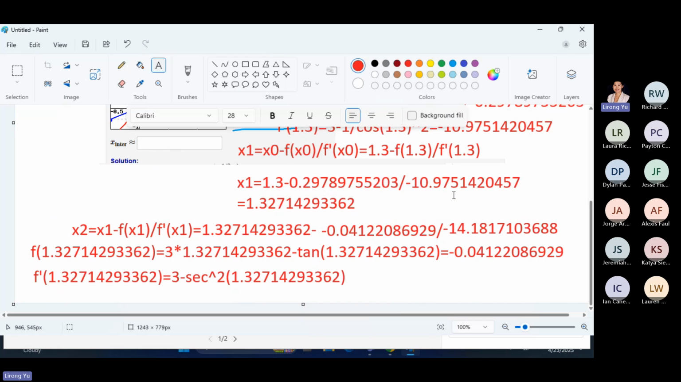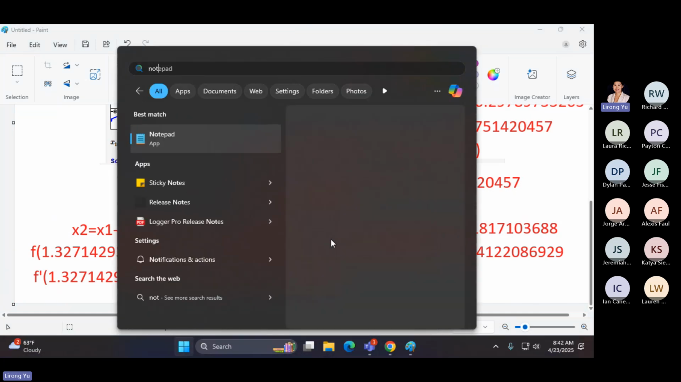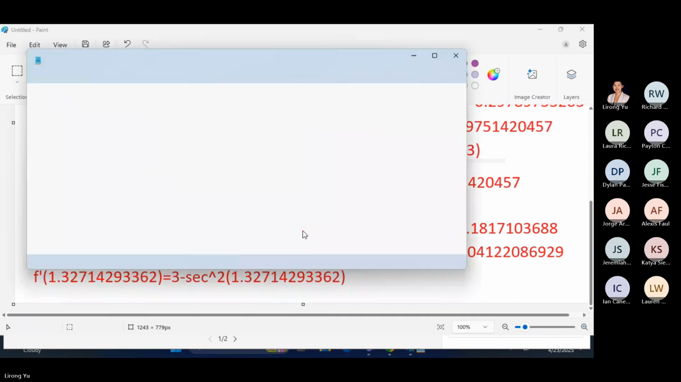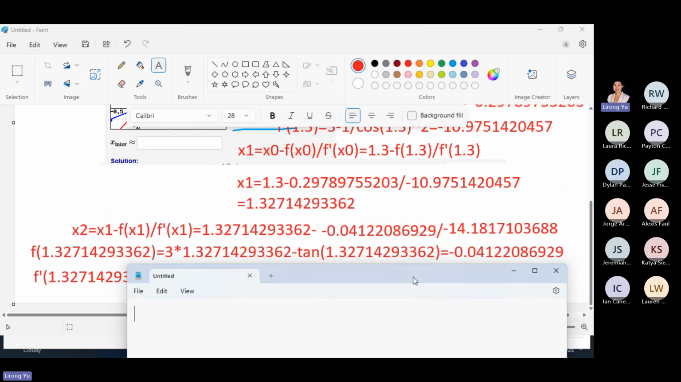Two negatives make a positive, so the negative in the numerator and the denominator cancel. That will be the calculation for x2. It's a lot to copy. I tried doing the same paste, but it won't copy. So let me try writing out the calculation.